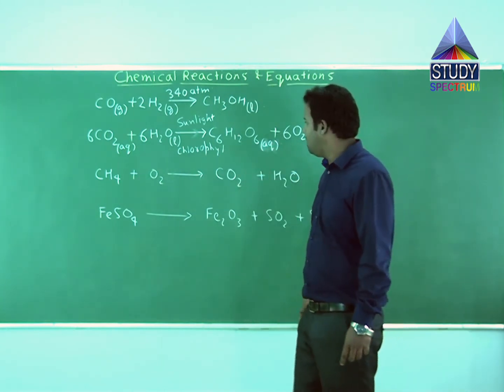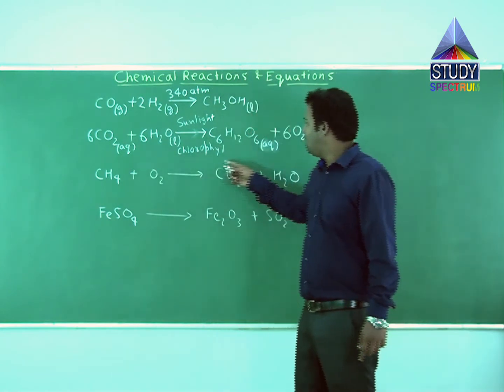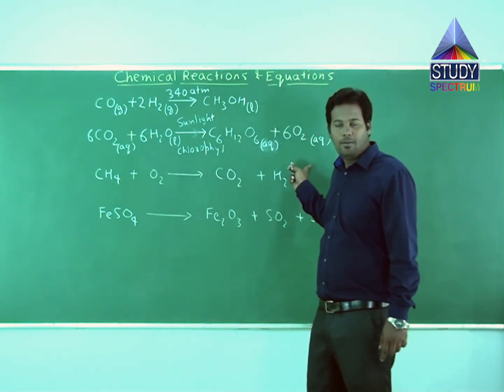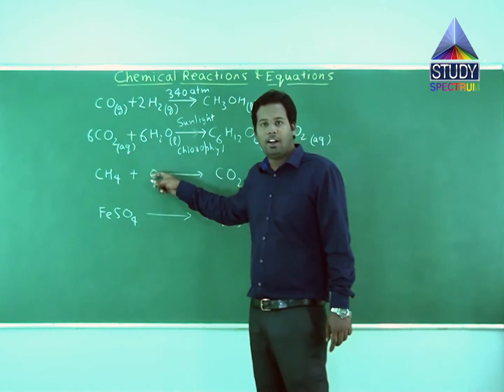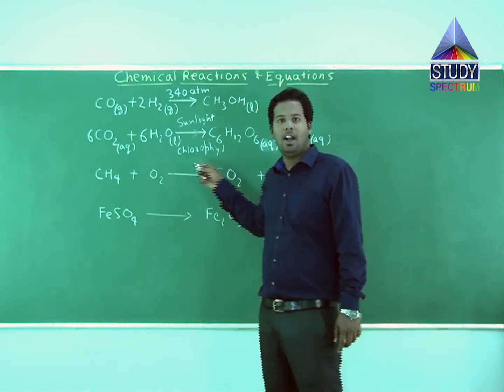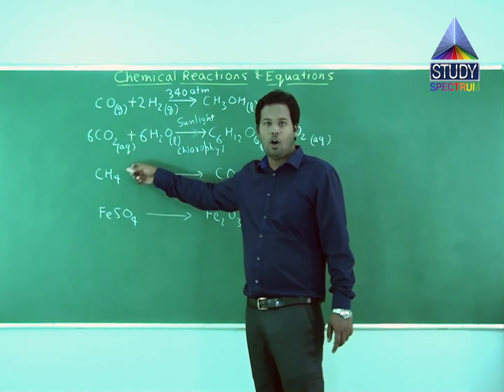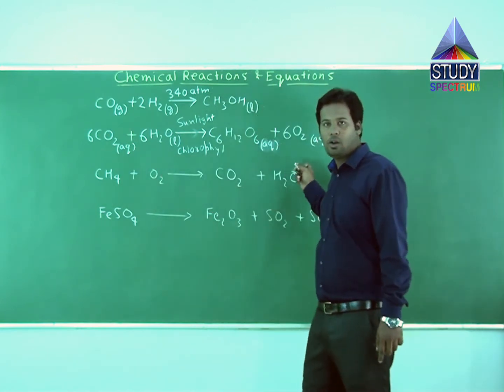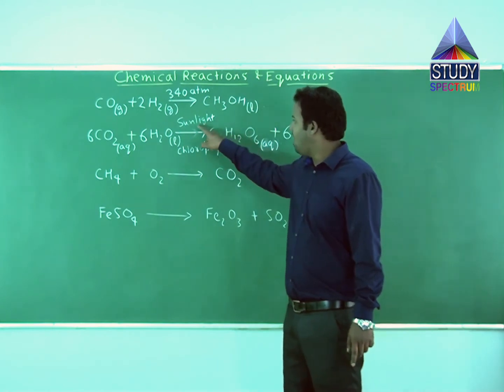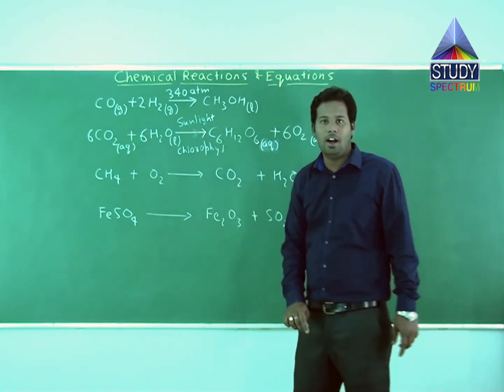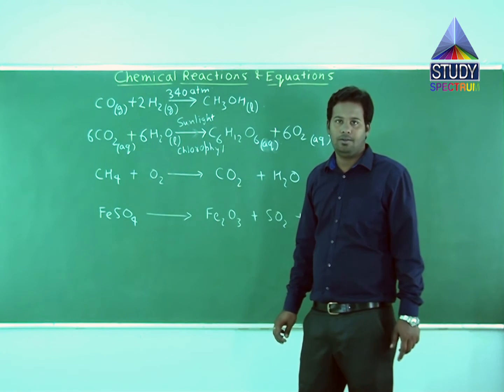Correct? So it means now this is a complete balanced equation where we have balanced the number of atoms of each element in LHS and RHS also. We have mentioned the physical state of each reactant and each product also, and also we have mentioned the conditions required for this reaction to happen.